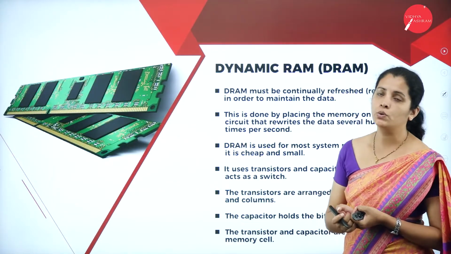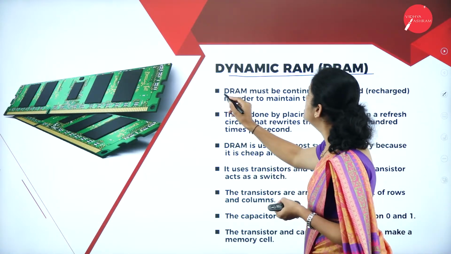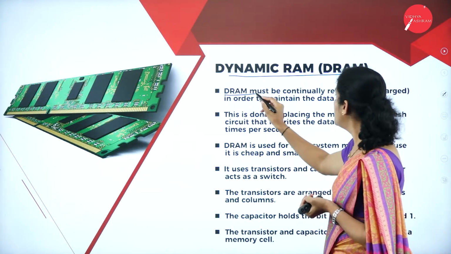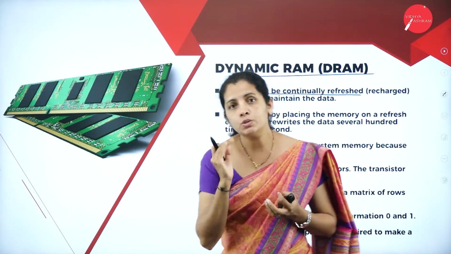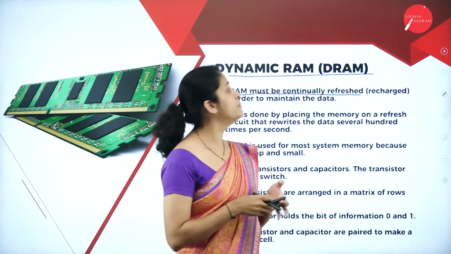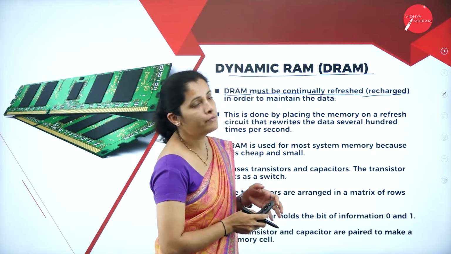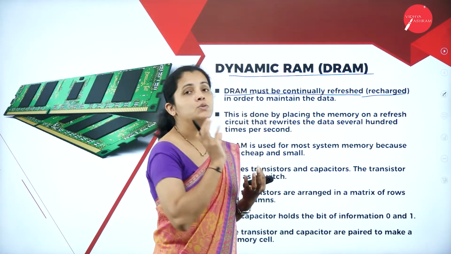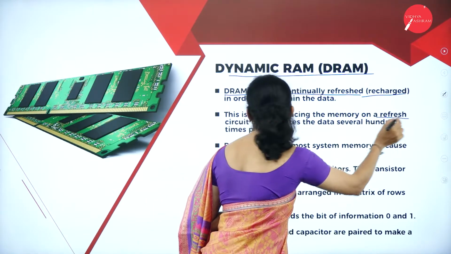Moving further, I'm going to have dynamic random access memory. So here the DRAM, that is dynamic random access memory, must be continuously refreshed. That means when I'm going to use dynamic random access memory, what do I want to do? I want to refresh the memory frequently. That means I want to recharge the memory frequently in order to maintain the data. So to recharge, I'm going to have recharge circuitry, that is a refreshment circuit.